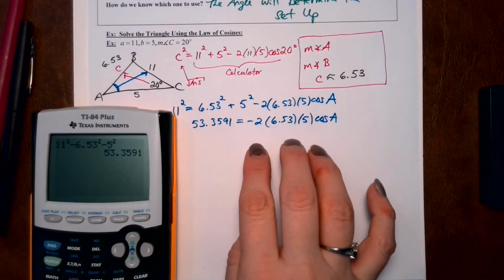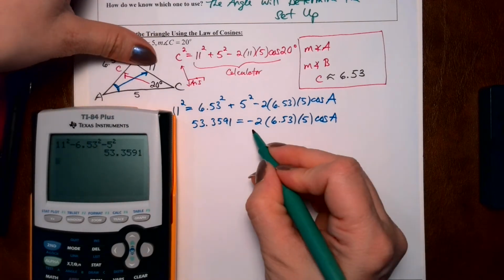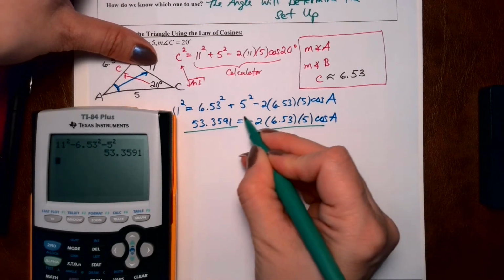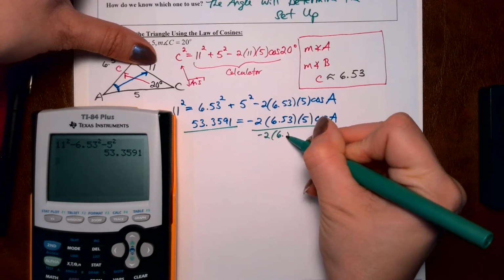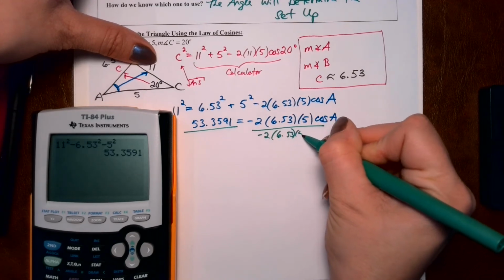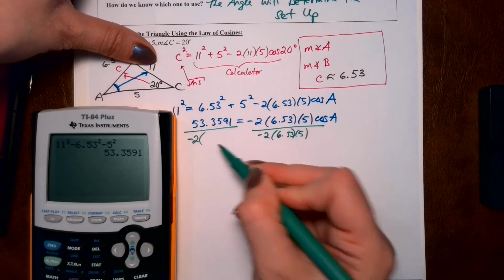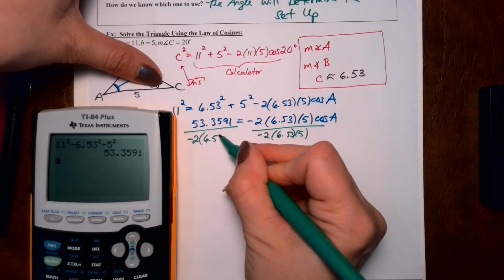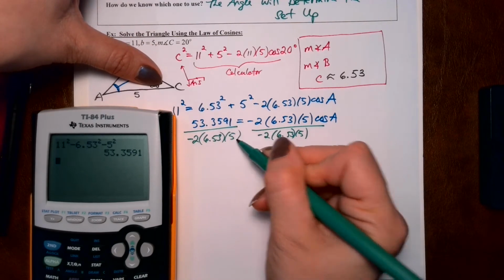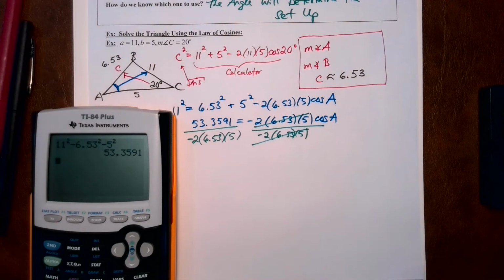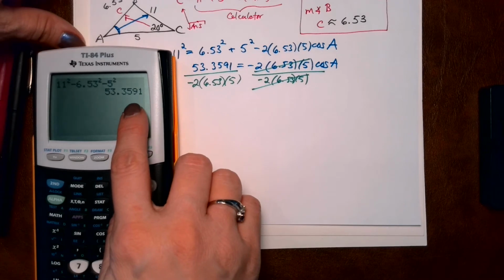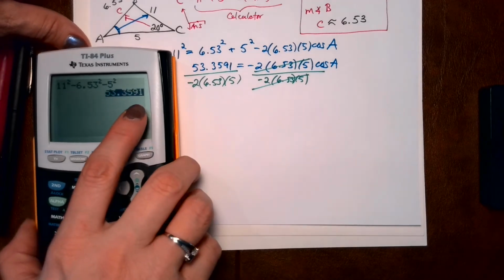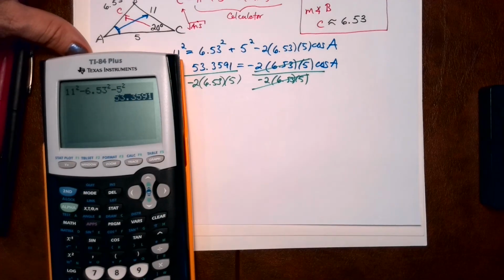The next step would be to divide both sides by all this stuff because we're trying to get to A. So we're going to divide by all these numbers on both sides. 6.53 times 5, that all cancels out. So I'm going to take my calculator, I'm going to take this answer. So go up there and get it, so you get all the decimals you can.